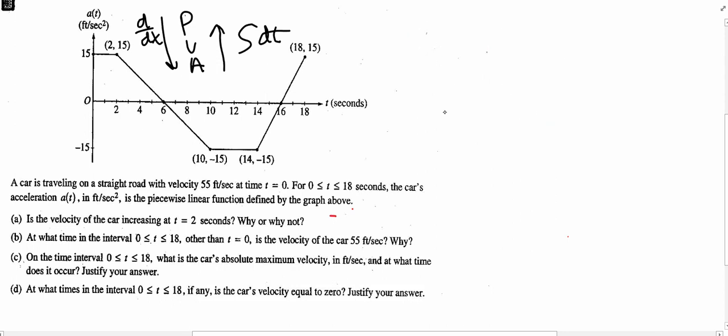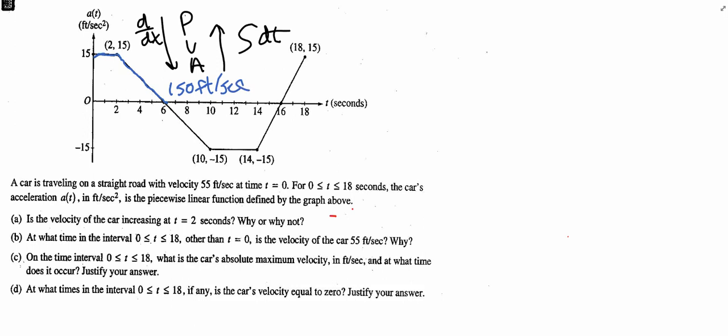So let's take a look at a strategy to answer B. If I start off traveling at 55 miles an hour and I'm still positive right here, I'm increasing, and I keep increasing. Now my rate of increase is going down, but I'm still increasing my speed, right? And then maybe, let's say when I get to 6, I'm at 150 feet per second. I have no idea if that's accurate or not.